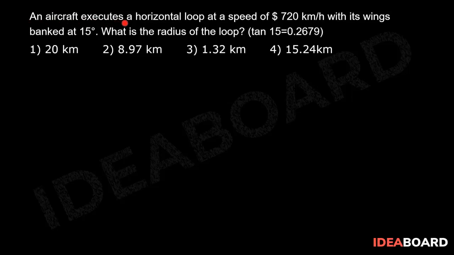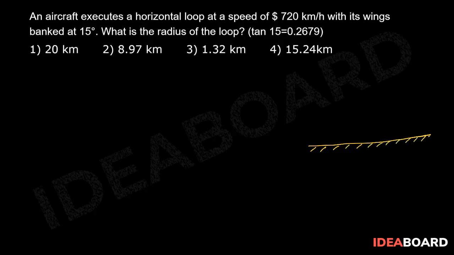An aircraft executes a horizontal loop at a speed of 720 km per hour with its wings banked at 15 degrees. What is the radius of the loop? Let us suppose that this is the horizontal level of the aircraft.